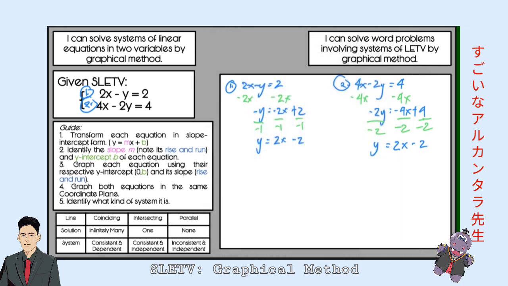You know what that means. This will have a slope of 2 and a y-intercept of negative 2. I know you're getting the pattern now, but again, it's important that we know what it means. This means you have 2 over 1 as the slope. This is the rise, this is the run. The slope is 2, so 2 over 1. Rise is 2, run is 1. The y-intercept can be found at 0, negative 2.